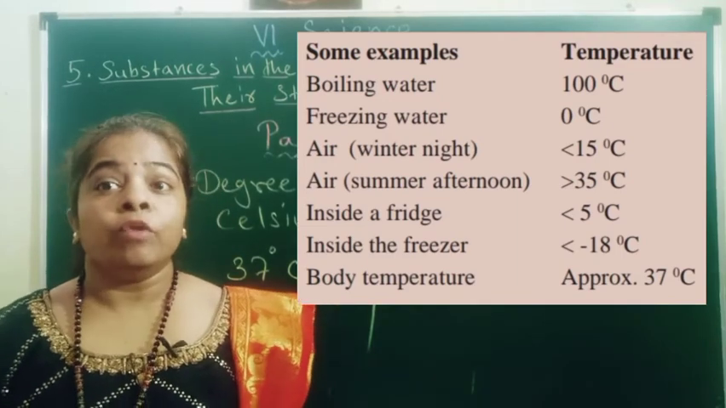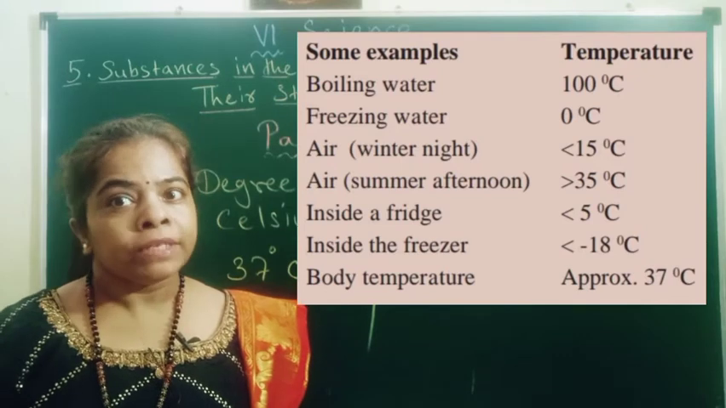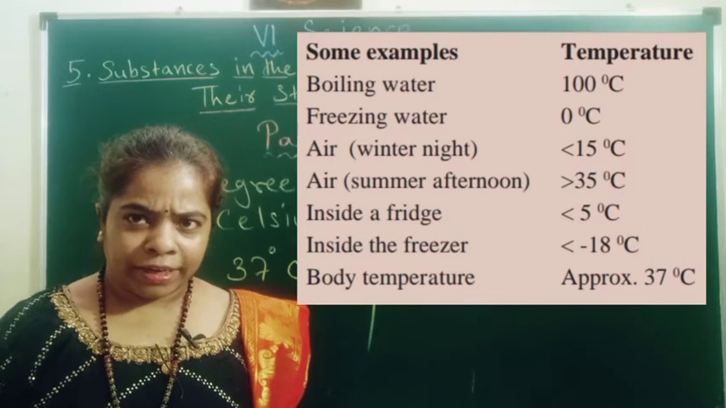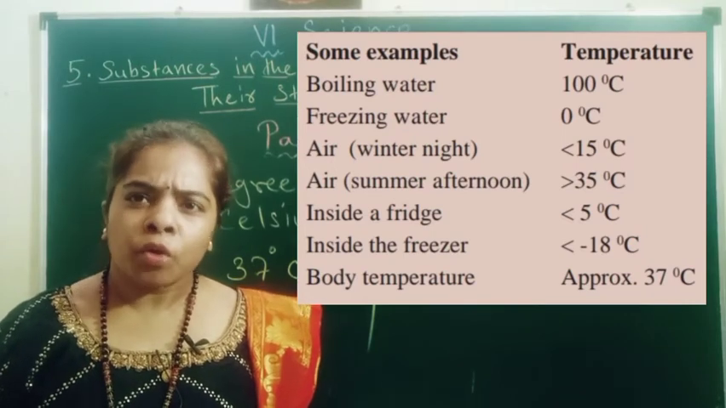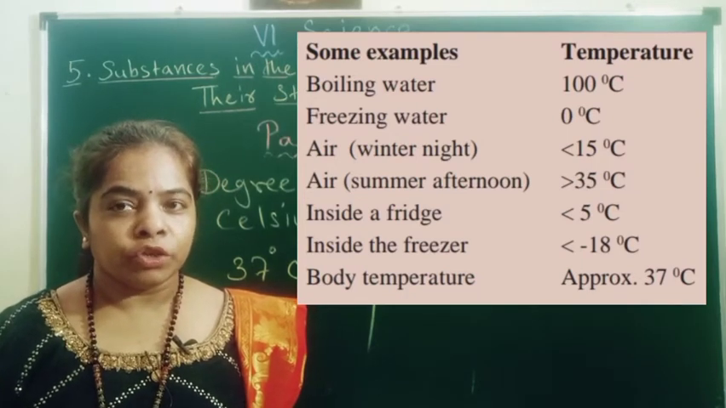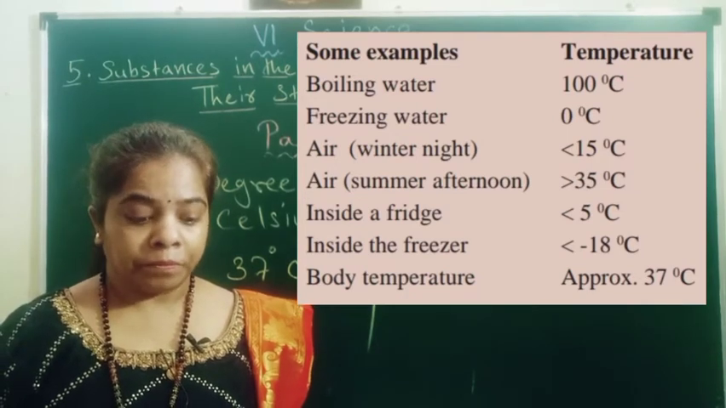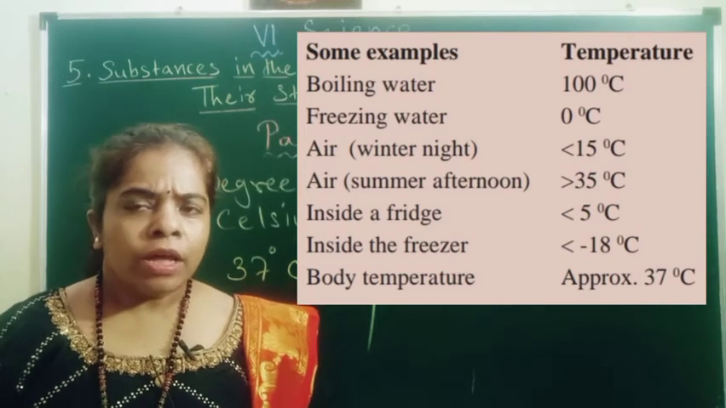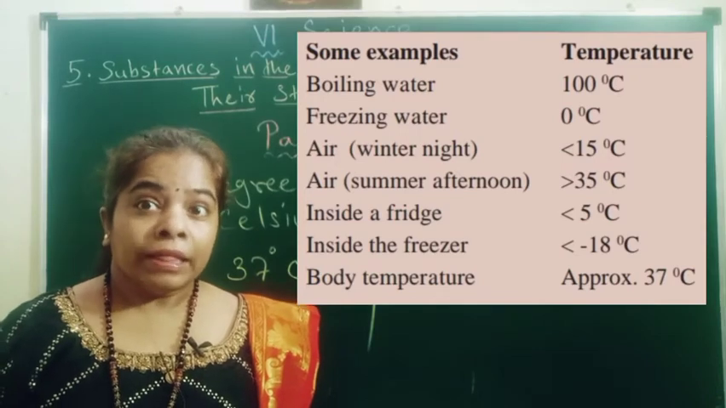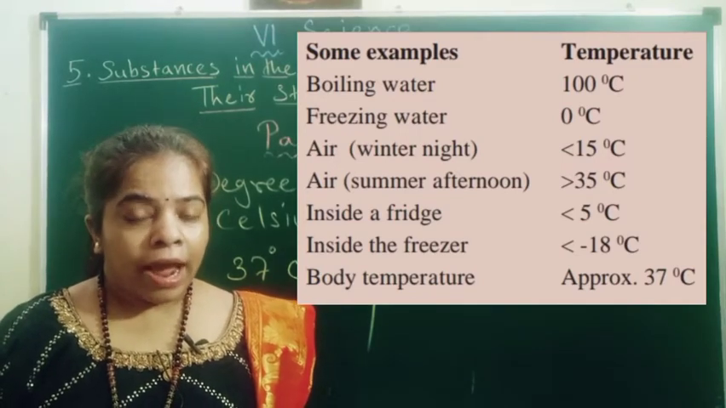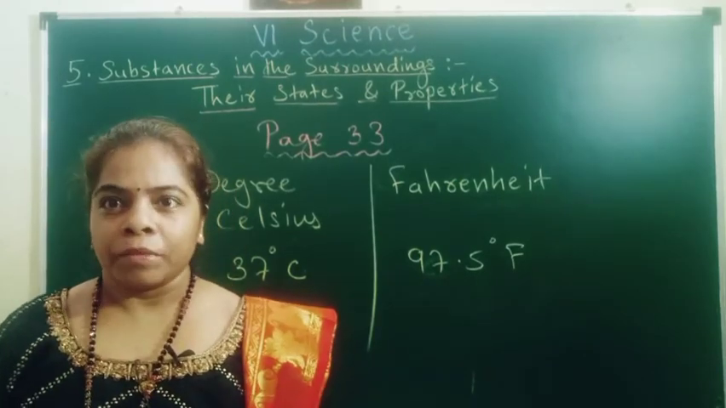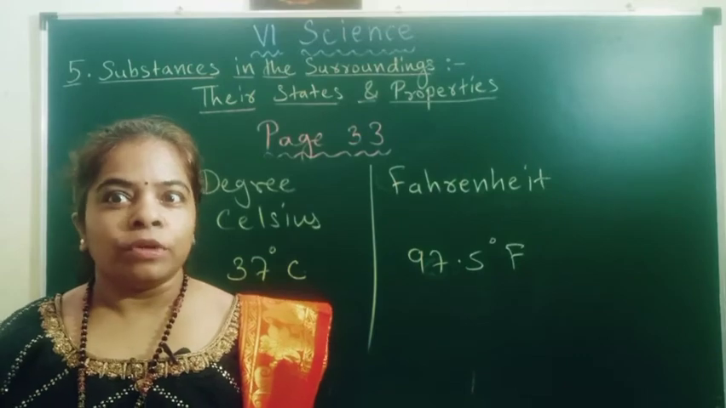Next, freezing water has a temperature of 0 degrees Celsius. Air on a winter night is less than 15 degrees Celsius. Winter nights are colder. Air on a summer afternoon is 35 degrees Celsius, a very hot temperature. Inside a fridge it is less than 5 degrees Celsius. Inside the freezer it is less than 18 degrees Celsius. And our body temperature is 37 degrees Celsius. So this is one very nice concept, children.